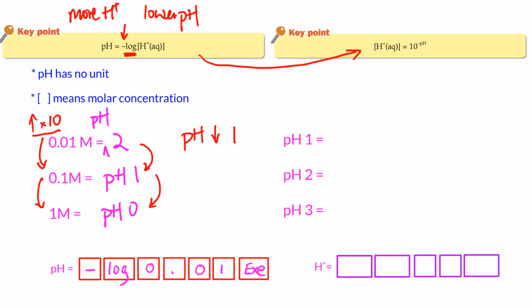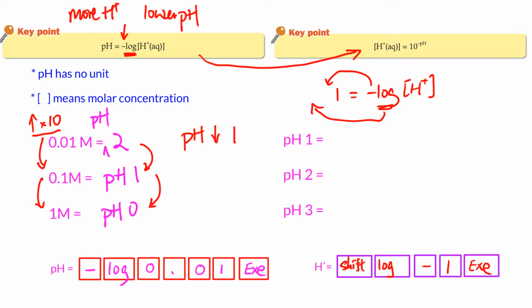So when you have pH 1, what should you do then? First of all, we have 1 equals negative log H plus, right? So we have to move the log from the right hand side to the left hand side. Therefore we'll have shift log, and then you put the negative from the right to the left. You put the negative here first, and then you put the log on the side. So therefore you will do shift log negative 1, and then execute.